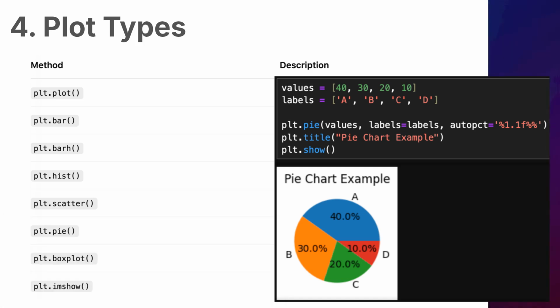After running the code, you'll see a big slice labeled A, a slightly smaller slice B, then C, and a small slice D.